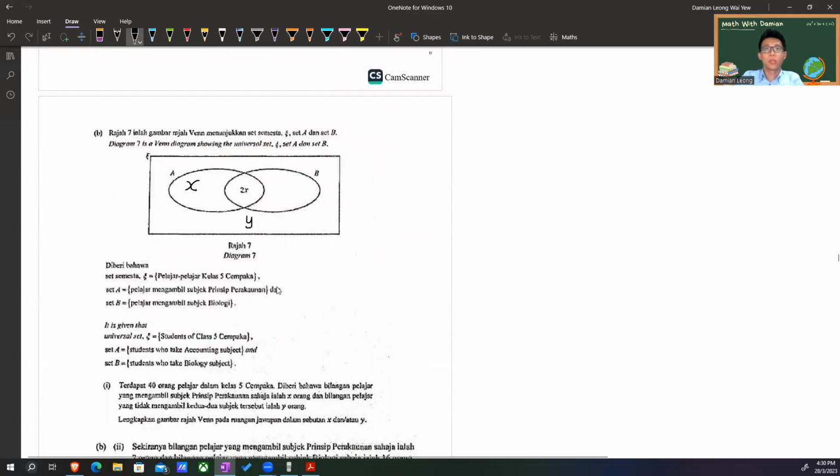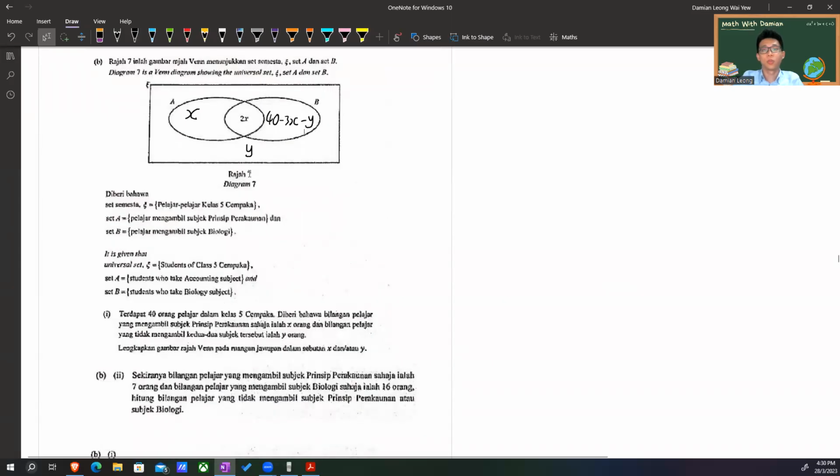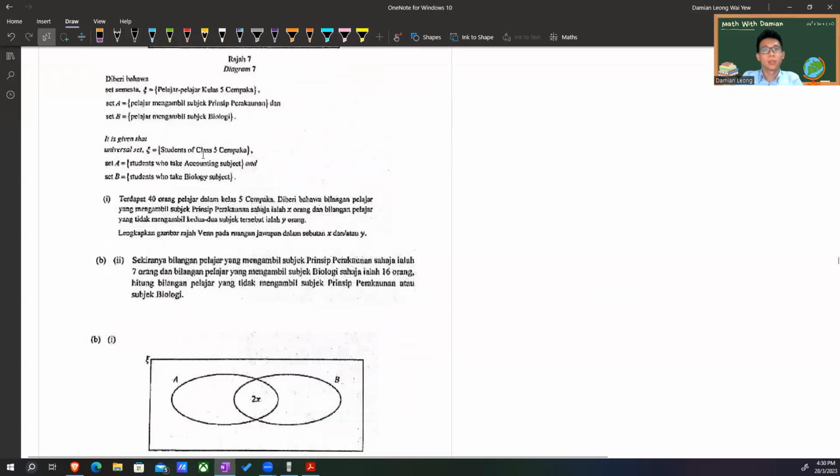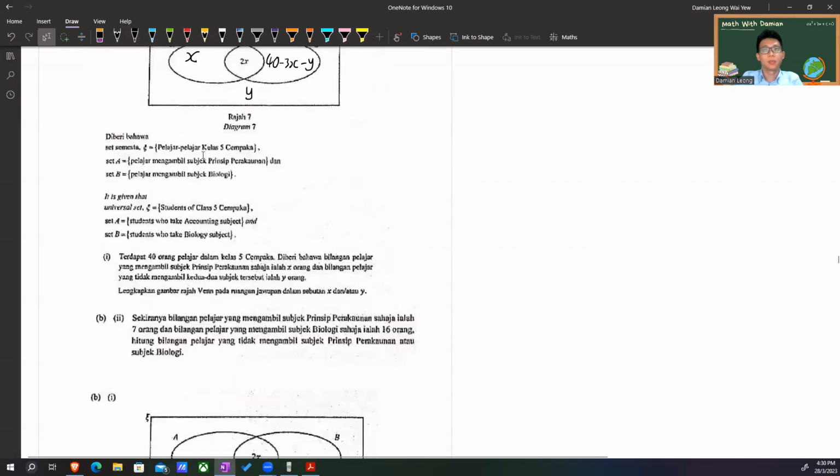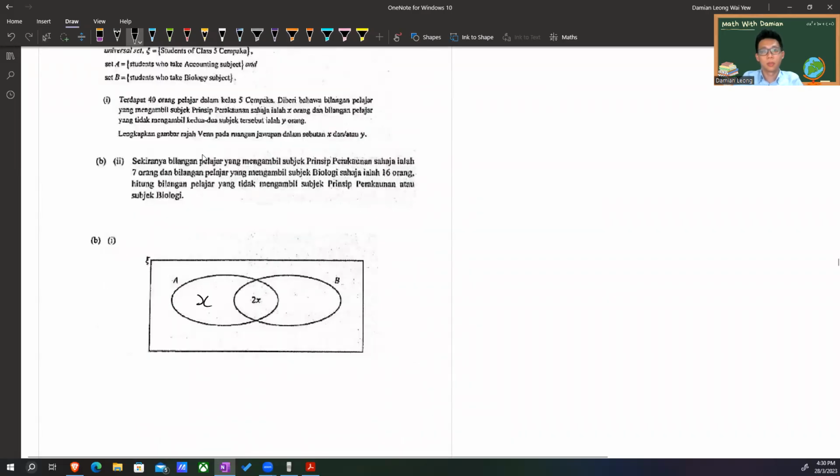So I already know here's X, here's 2X, here's Y, and total everything added together is 40, means here is 40 minus X minus 2X means minus 3X minus Y. Yeah, 40 minus these 3 parts. That's the answer. 40 minus 3X minus Y. This is Y.